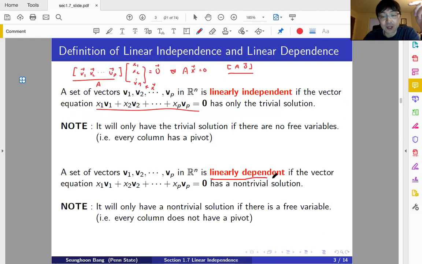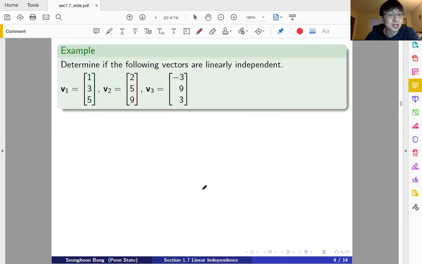What about linearly dependent? It is the same. You can change it to the homogeneous matrix equation. This equation has a non-trivial solution, so we have a free variable. What does it mean? Not every column has a pivot. This is exactly the same as section 1.5. This is the definition of linearly dependent and linearly independent.